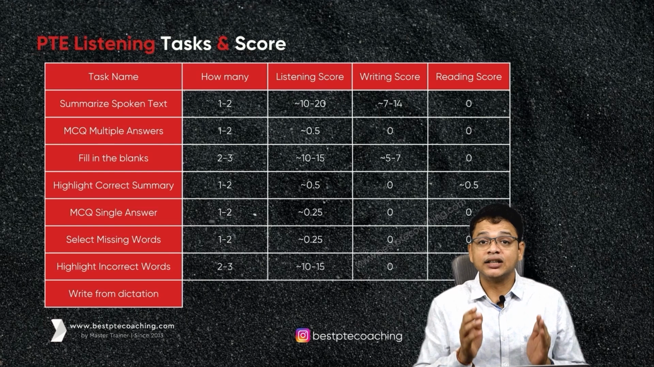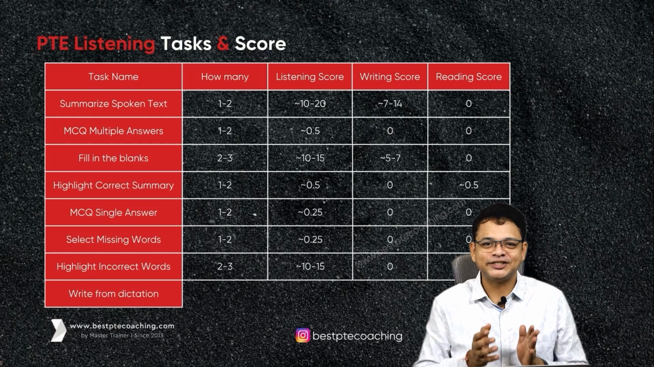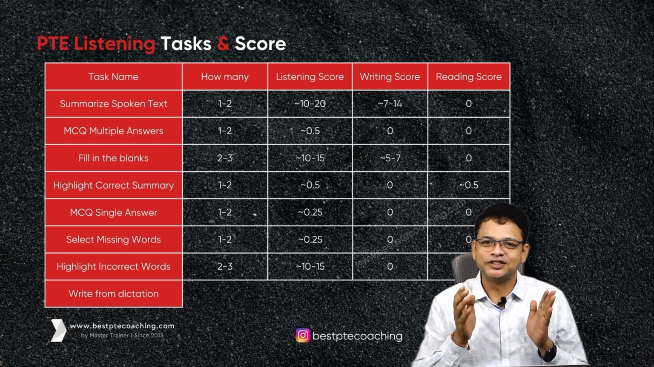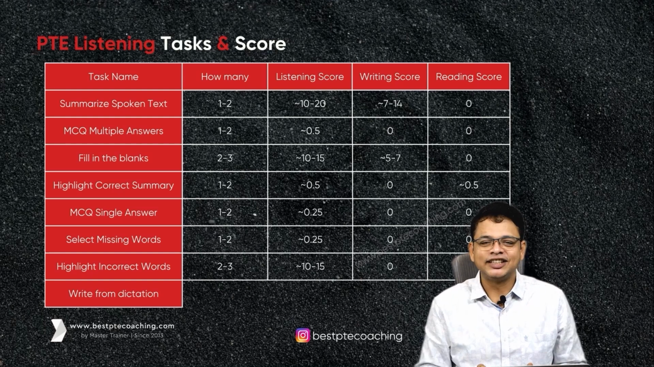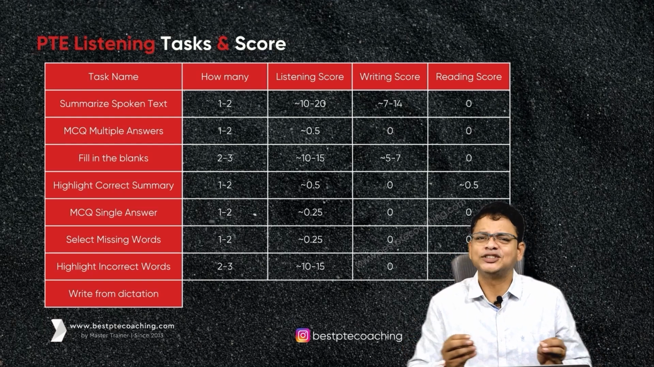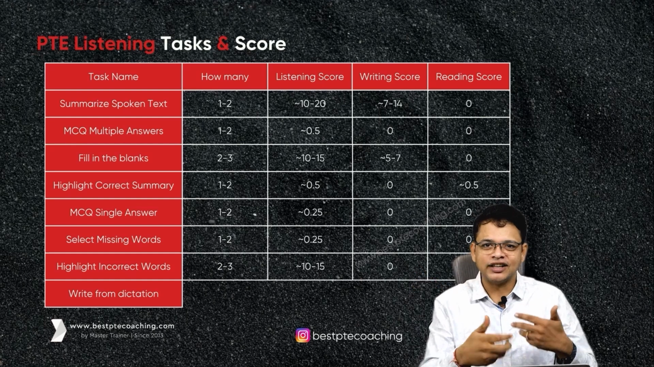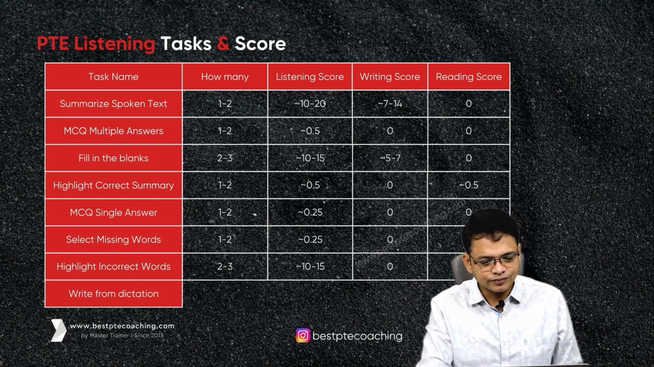And then highlight incorrect words is an important task in the listening module. You get 2 to 3 questions from highlight incorrect words. When you answer these perfectly, you get 10 to 15 marks in listening, and then around 5 to 7 marks in reading from highlight incorrect words. It's all about, guys, clicking the incorrect words by listening to the audio. You will be understanding that in the upcoming classes.